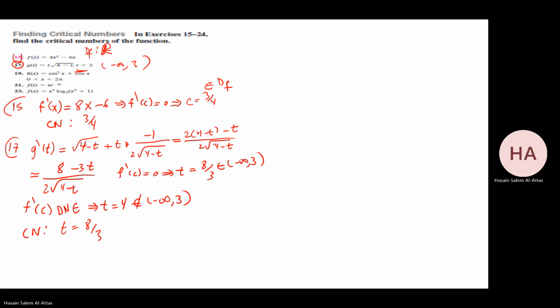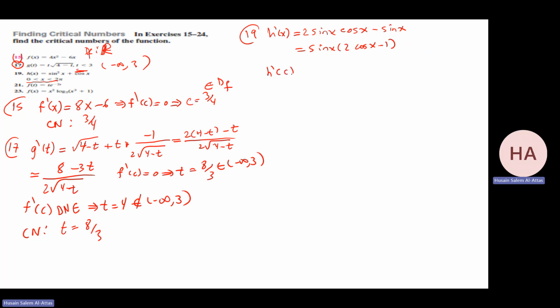19. What I have is h prime at x, over one cycle, and the critical numbers would be 2 sine x cosine x minus sine x. In other words, I can take sine x as a common factor: sine x times (2 cosine x minus 1).